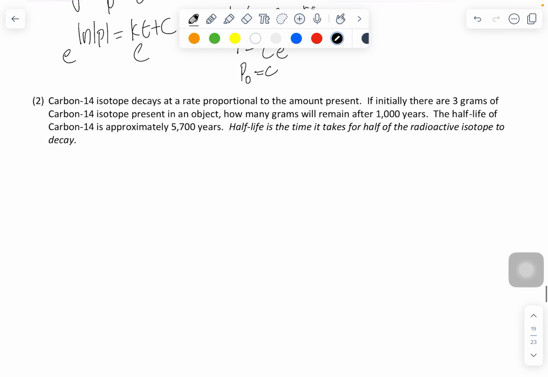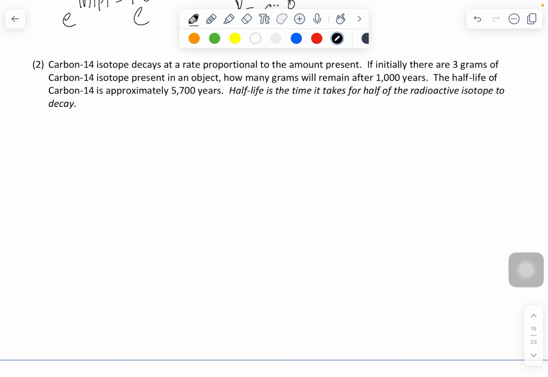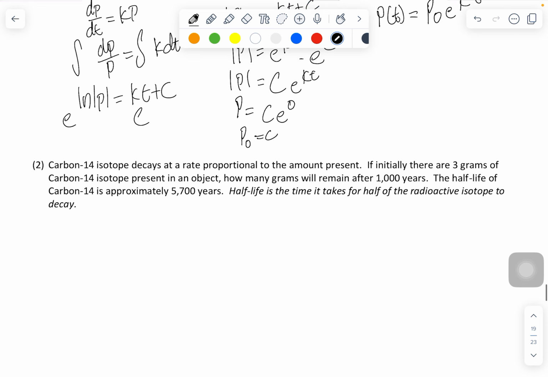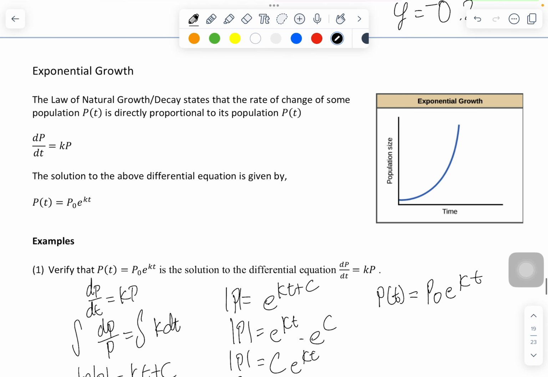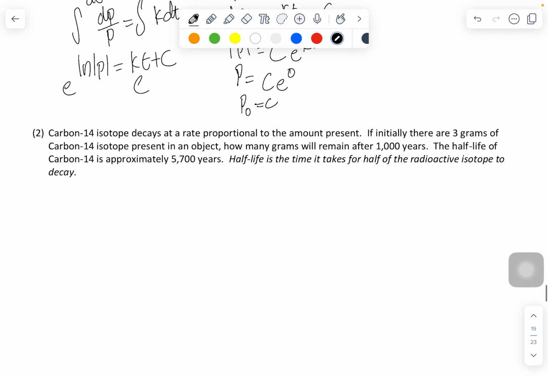So now let's take a look at an example problem. So we have a carbon-14 isotope, which decays at a rate proportional to the amount present. Since it's decaying proportionally, we know that we're going to be using exponential growth, since the rate of change of a population is directly proportional to its population. So initially there are 3 grams of carbon-14, so we know that p0 equals 3.